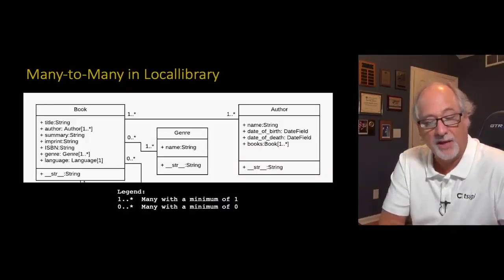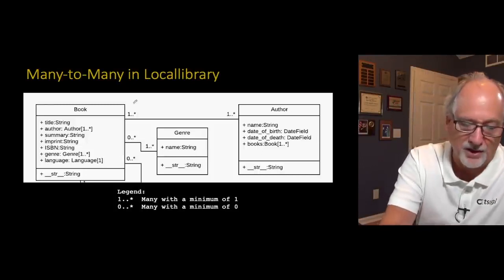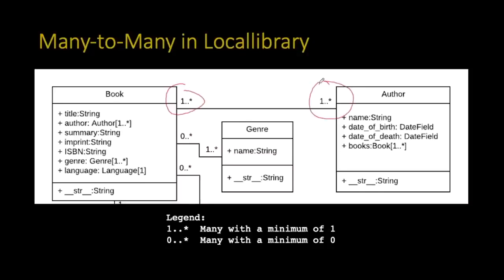So a book can have many authors and an author can have many books, and that's what we're characterizing with this little 1..*, 1..*. And the same is true, like a genre can be associated with many books. And interestingly, this 0..* is special, where the book connects to genre and it's 0..* coming out of the book.